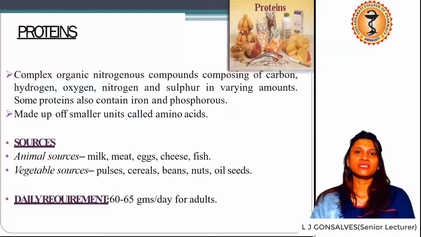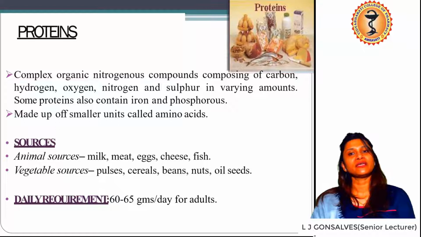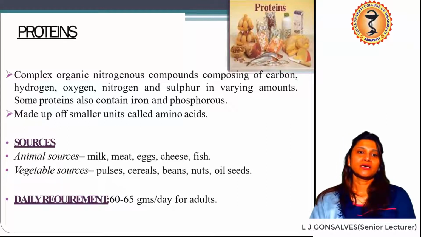Proteins you have studied in PCP also. These are complex organic nitrogenous compounds composed of carbon, hydrogen, oxygen, nitrogen, and sulfur in varying amounts. Some proteins also contain iron and phosphorus. All of you know proteins are made up of smaller units called amino acids. Now we'll see the various sources from which we can get proteins in our body.